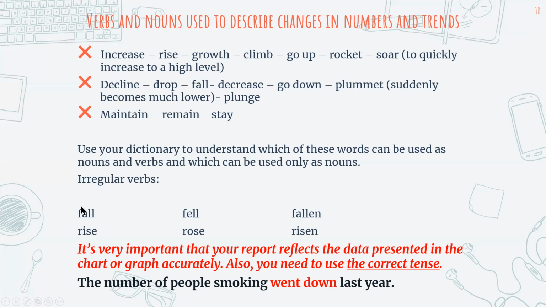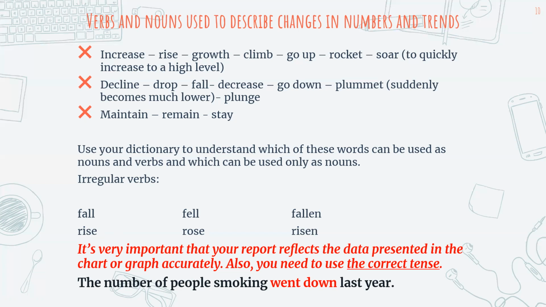It's fallen. So if you are going to use the present perfect simple, you will say the prices have fallen. Also, rise is an irregular verb. It's very important that your report reflects the data represented in the chart or graph accurately. Also, you need to use the correct tense. This is very important, guys. You have to use the correct tense.